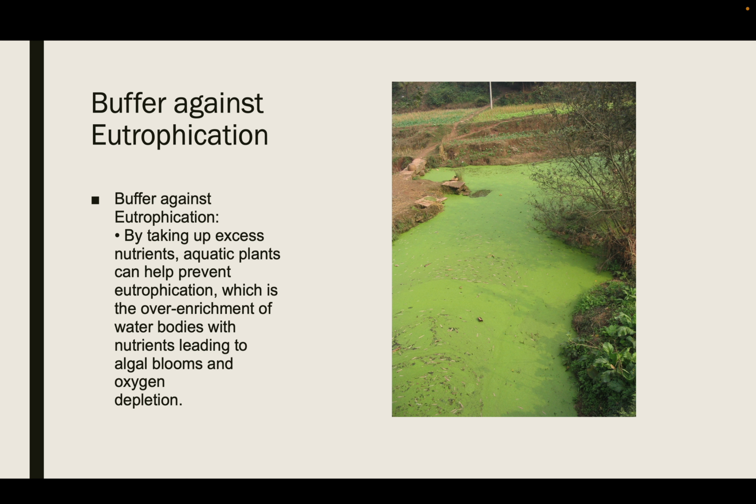By taking up excess nutrients, the aquatic plants can help prevent eutrophication, which is the over-enrichment of water bodies with nutrients, leading to algae blooms and oxygen depletion. As you can see here, this whole kind of swamp body of water has a thick layer of algae right over it.